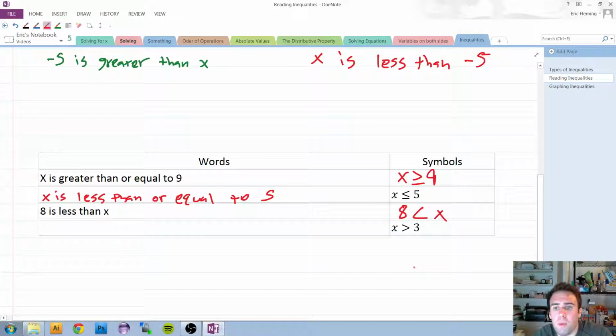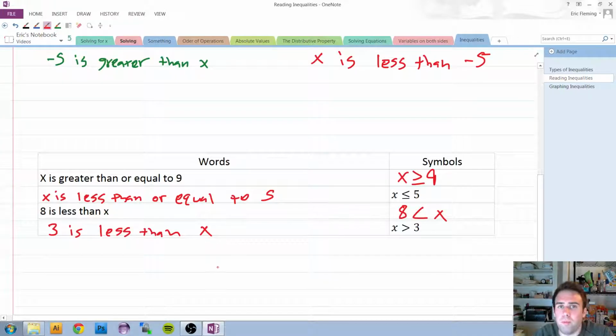There we go. And now let's try reading my inequality the other way, because we demonstrated that, hey, it can work both ways. So if I start reading from this 3, I could say 3 is, alright, showing me its back, so less than x. And there you have it.